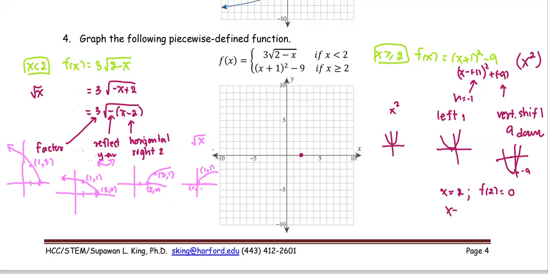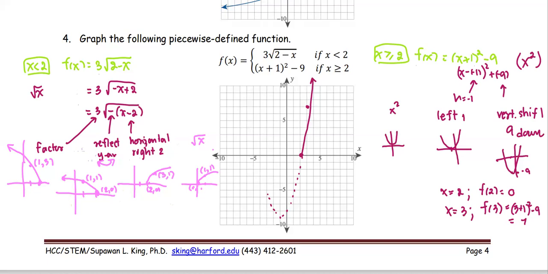And then when x equals 3, f of 3 equals (3 plus 1) squared minus 9, which is 16 minus 9, or 7. So at 3, the value is going to be 7. And the graph behaves as the parabola. And then the left part of the graph goes with the behavior of the square root of x.